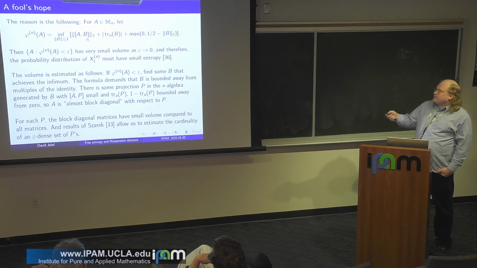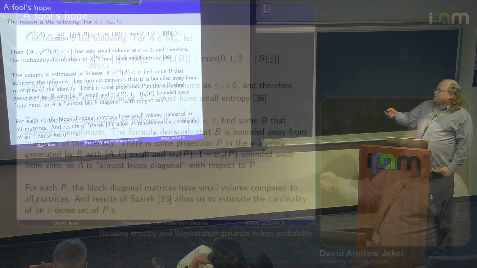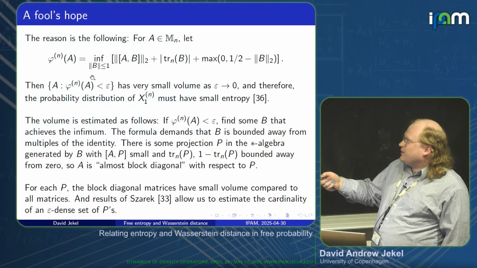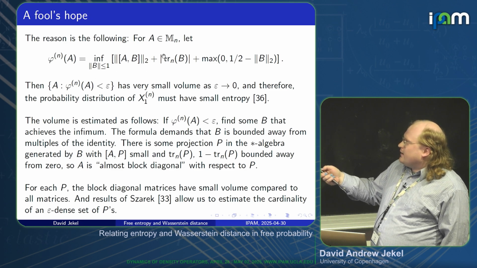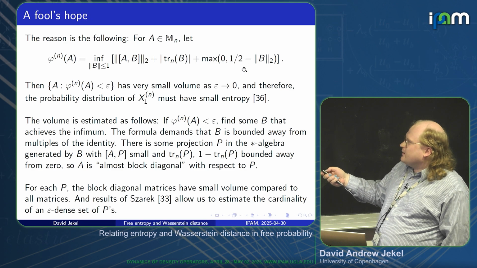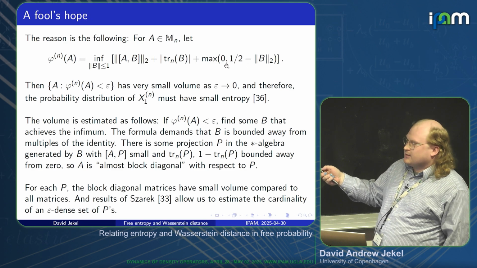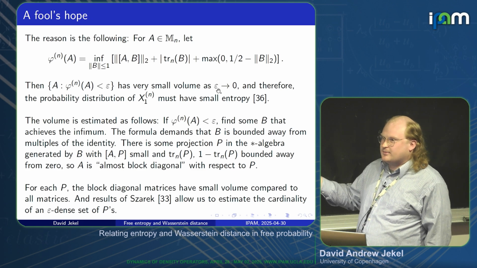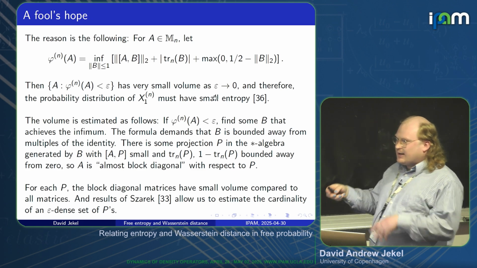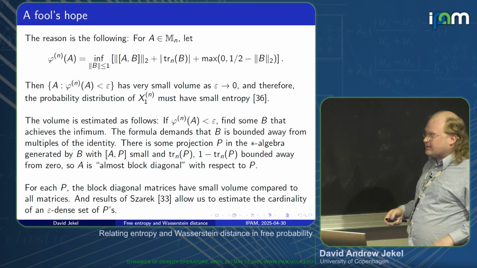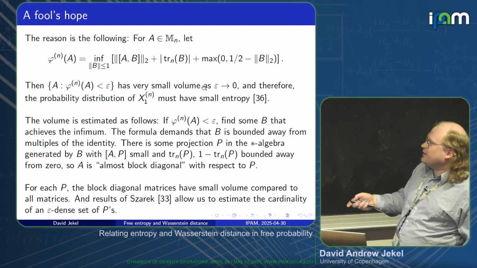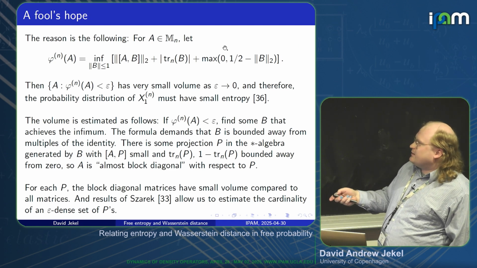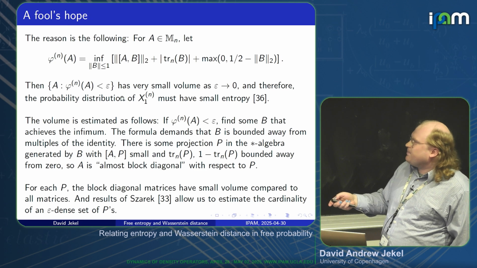This is a formula that, for some A, says if the infimum is small, then there exists some B which almost commutes with A, and the trace of B is small, and the 2-norm of B is at least 1/2. Those are exactly the conditions I wrote in the previous slide, right? And this is just the formula that captures that if you have some B that satisfies this, then it's satisfying this property.